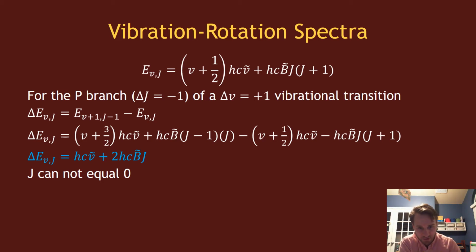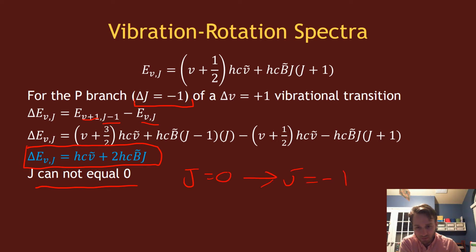For the P branch, you have delta J is -1, so you're going from EV plus 1, J minus 1 to EVJ, and then you get this equation here, which is HCV plus 2 HCB times J. But note here, J cannot equal 0 because you can't go from J equals 0 to J equals -1, right? This isn't happening, okay? So J cannot be 0. So this is the energy change that's related with the P branch. So these are the energies in which you would see peaks in a vibrational rotation spectra for the P branch.